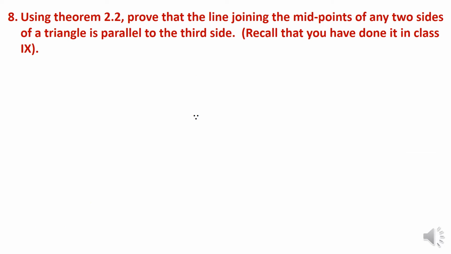Eighth question is, using theorem 2.2, prove that the line joining the midpoints of any two sides of a triangle is parallel to the third side. Recall that you have done it in class 9 as midpoint theorem. Theorem 2.2 is converse of Thales theorem. What is given in the question is the line joining the midpoints of any two sides of a triangle. So consider a triangle ABC in which a line DE is drawn through the midpoint of AB and AC, through D and E.